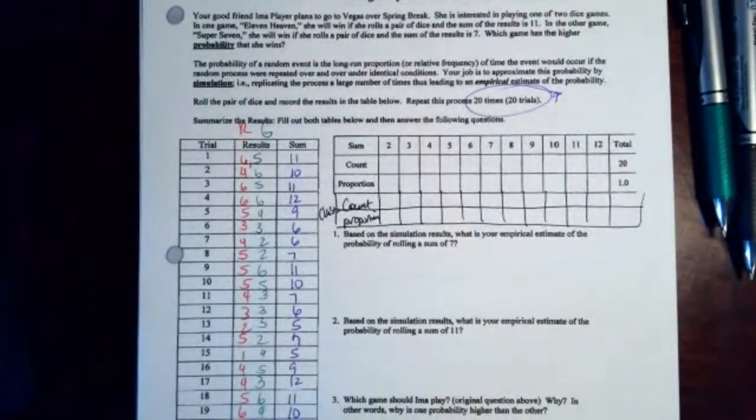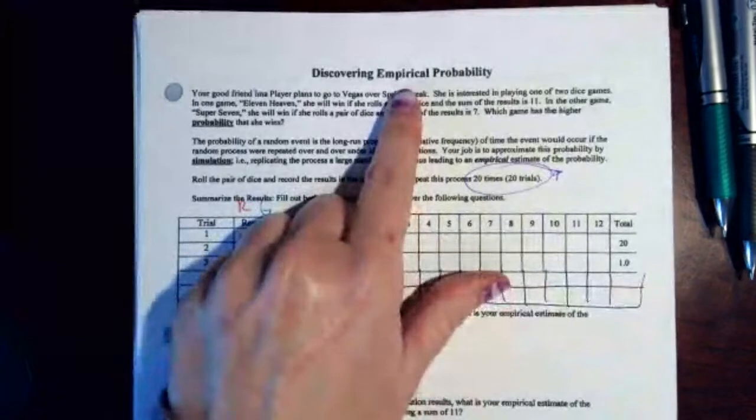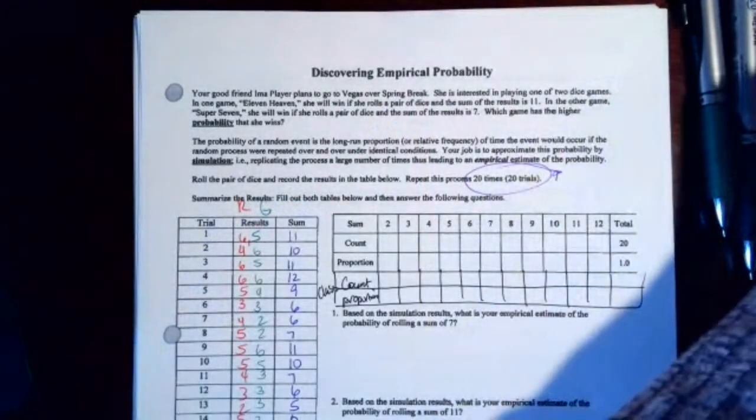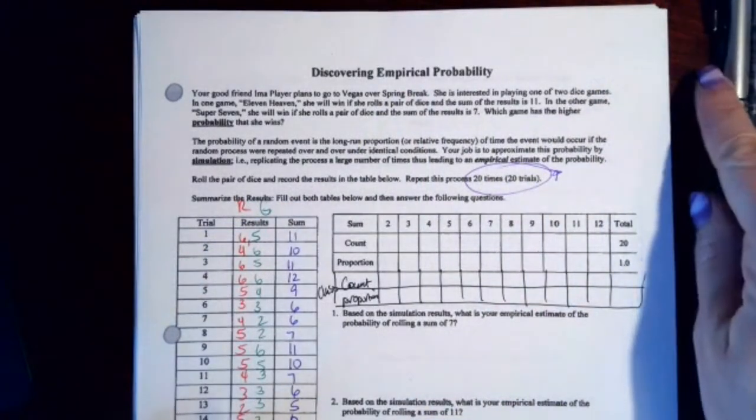This was the last page of the activity that we ended class with on Tuesday. We're going to finish this up. So I apologize. We got started on the 11-2 stuff with probability tree diagrams, and now we are switching gears back to empirical probability. Now, what type of probability is empirical?